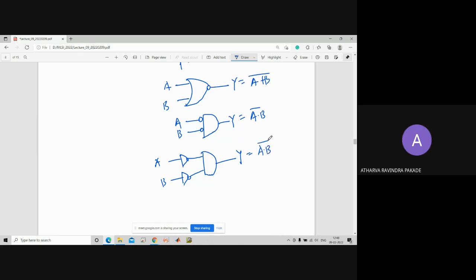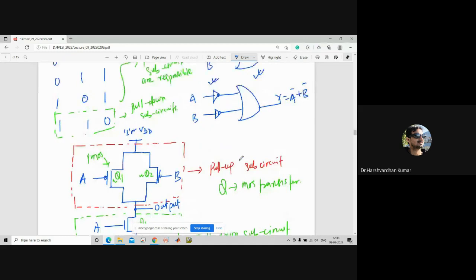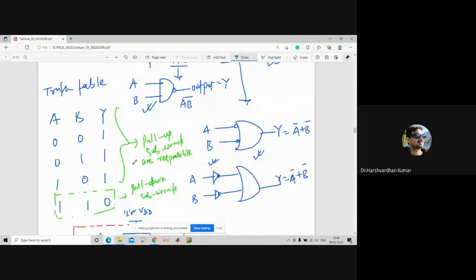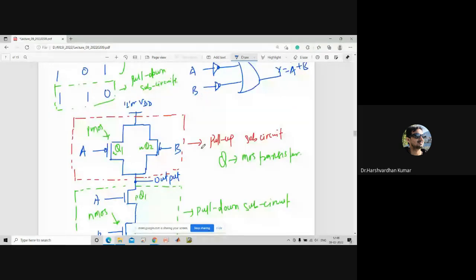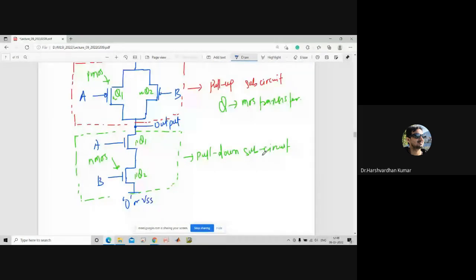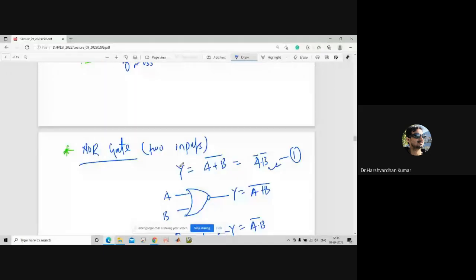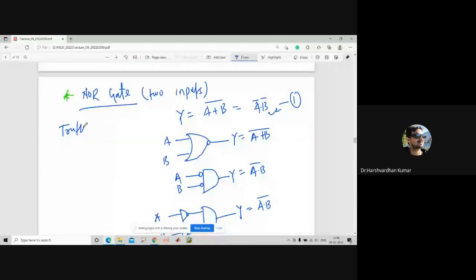Yes, sir. Okay, so now what will be the configurations? If you see the previous circuit, the pull-up consists of transistors connected in parallel, and the pull-down consists of transistors connected in series. Now we just have to reverse the operations, because NOR and NAND are opposite to each other. So let us start with the truth table first, then you can understand.